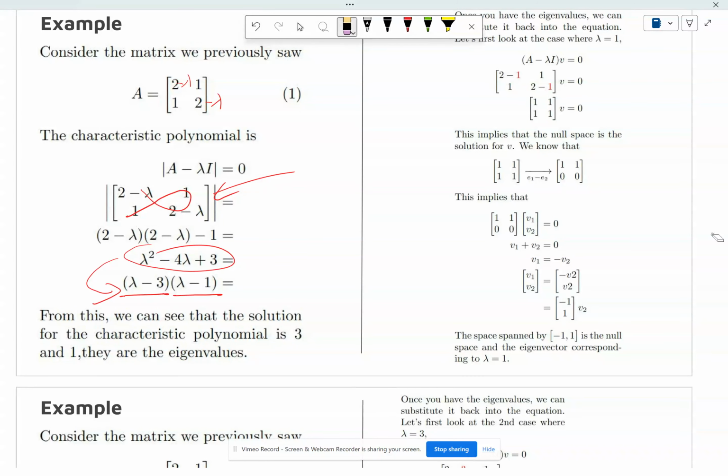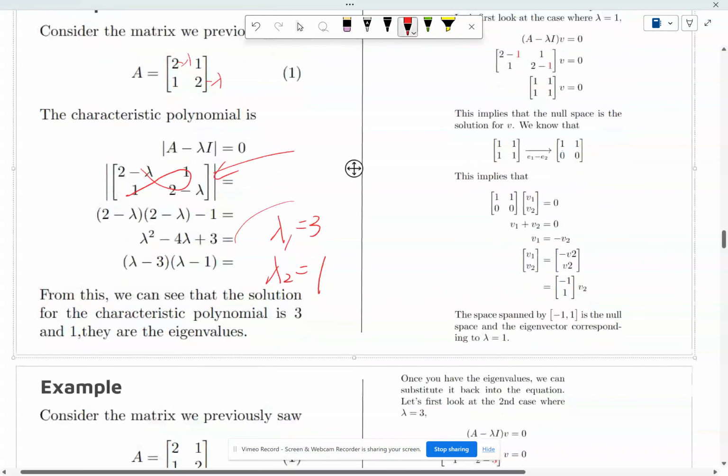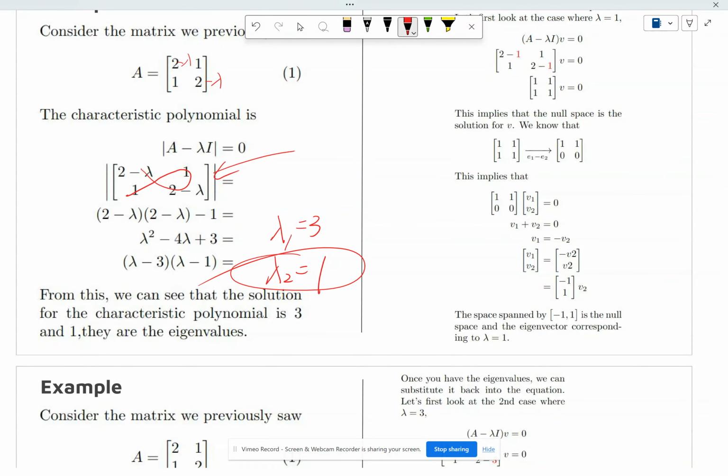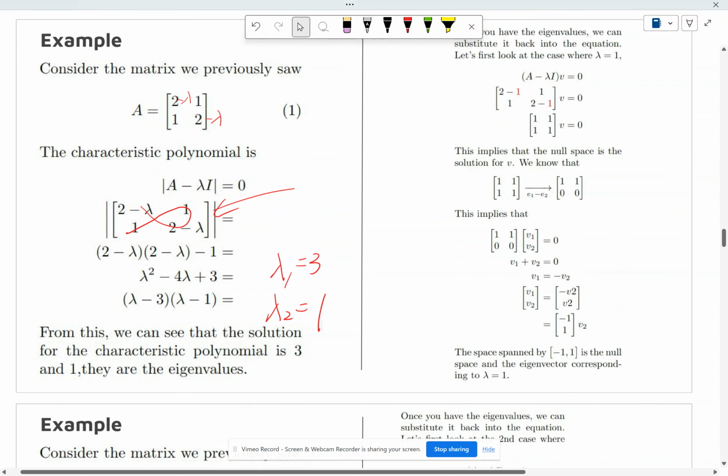If we now pull out the terms, we can split this polynomial into this. So the solution is easy: lambda 1 is equal to 3, and lambda 2 is equal to 1. Now we know all the eigenvalues. It tells us the first eigenvector is contributing 3, and the second eigenvector is contributing 1.